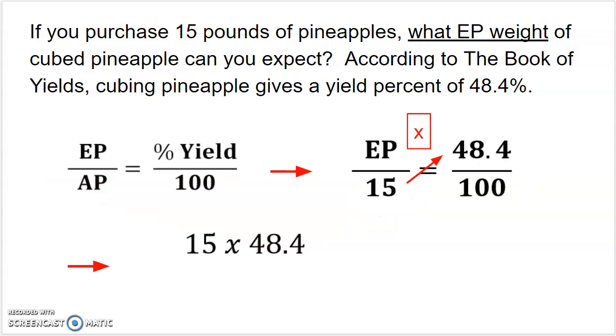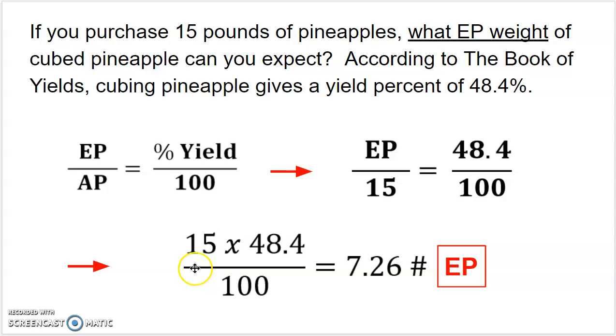Once we've got things in our formula, we solve the formula the way we usually do. We take the two numbers that are diagonally across from each other, multiply them, and then we divide by whatever number is left over. We haven't used the 100 yet, so we divide by 100. Do the math: 15 times 48.4 divided by 100 on our calculator. We get 7.26 pounds EP.